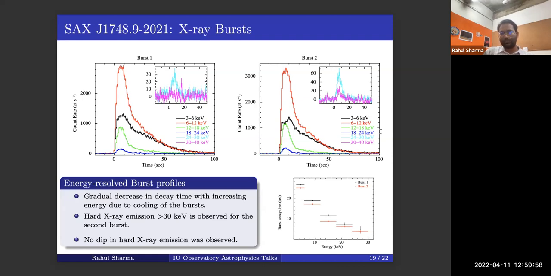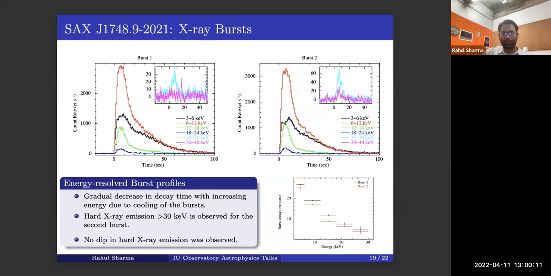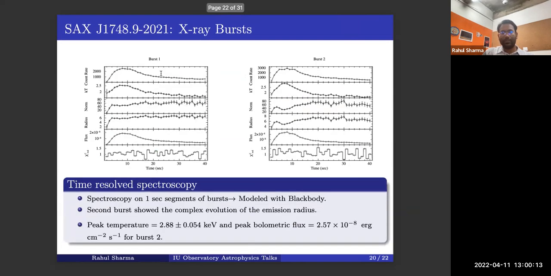So we started to do the time resolved spectroscopy. We performed the spectroscopy in the 3 to 40 keV band with the LAXPC data. So we divided each burst. We extracted the spectrum from each 1 second of this burst and fitted each spectrum with the black body model. And we show this evolution of the black body temperature and the radius.